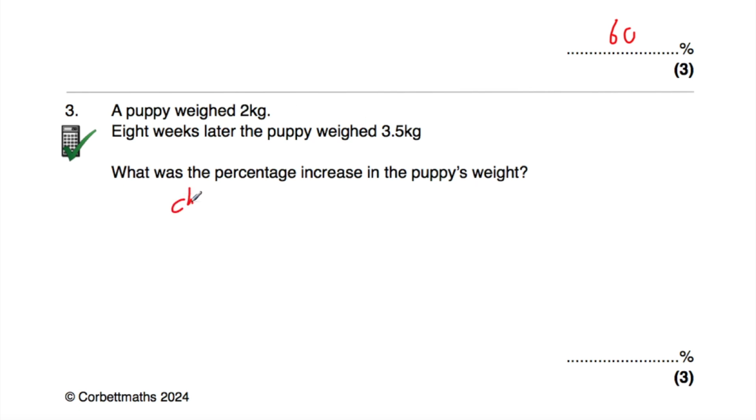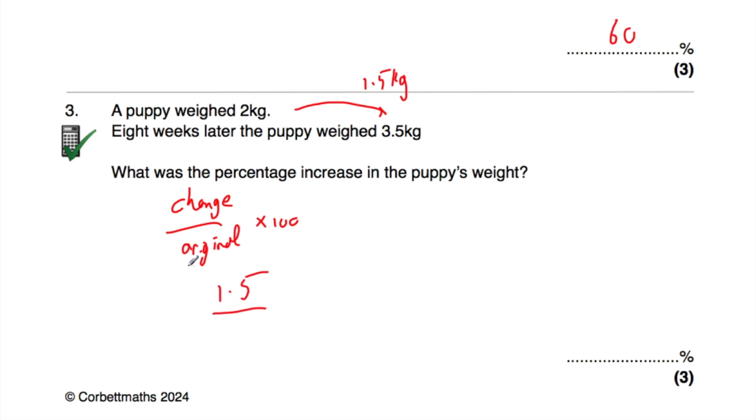So remember, we're going to do the change divided by the original times 100. So the change, what's the change? Well, it goes from 2 kilograms up to 3.5 kilograms. So the change is 1.5 kilograms. It increases by 1.5 kilograms. So the change is 1.5, divided by the original, which in this case is 2. That's what the weight of the puppy was to begin with, the original mass of the puppy. And then we're going to times by 100.